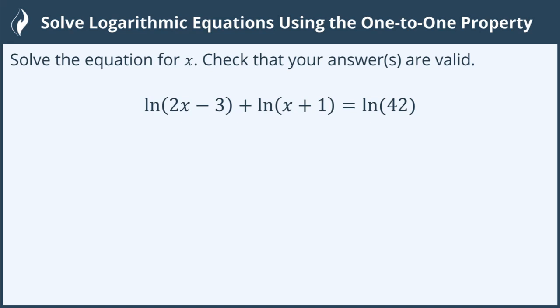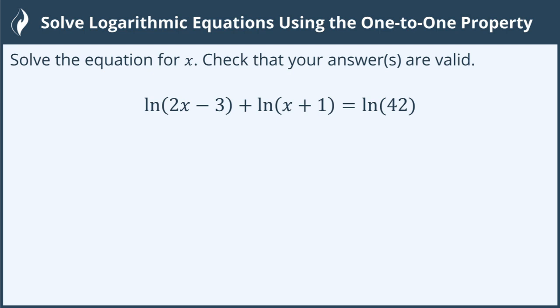Our goal here is to solve this logarithmic equation. We have natural logs, and we're using the one-to-one property, which means that if we have two logarithms, one on each side of the equal sign, that have the same base, then their arguments must be the same. So we're pretty close here.